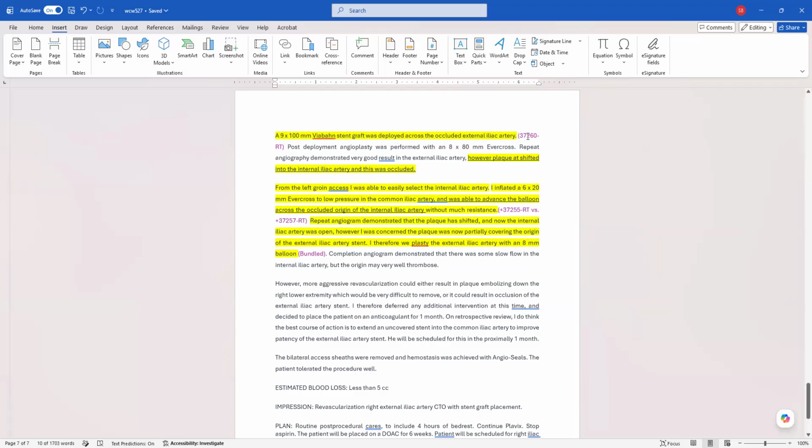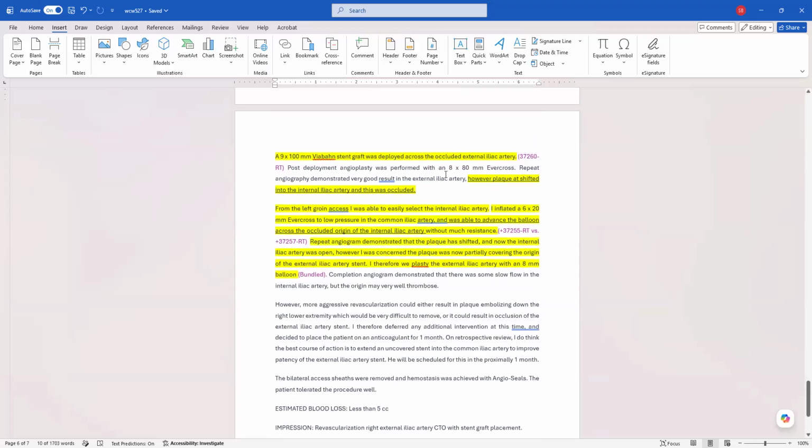But when this procedure is performed, the repeat angiography shows a good result in the vessel that was just treated, but it mentions plaque shifted into the internal iliac artery, and this was occluded. And then it goes down to the next paragraph. Now through the left groin access, the physician selects the internal iliac and then inflates a balloon there in the common iliac artery and was able to advance the balloon across the occluded origin of the internal iliac artery without much resistance. So here I have 37255 add-on code versus 37257.